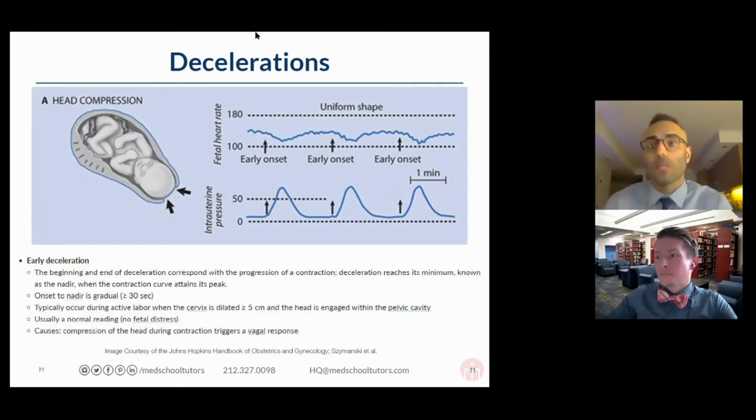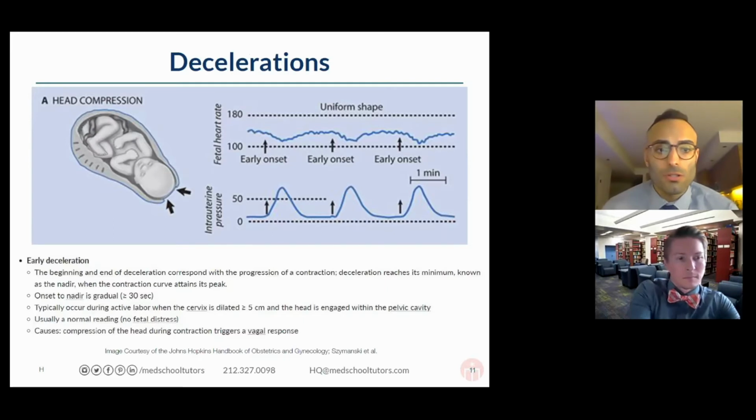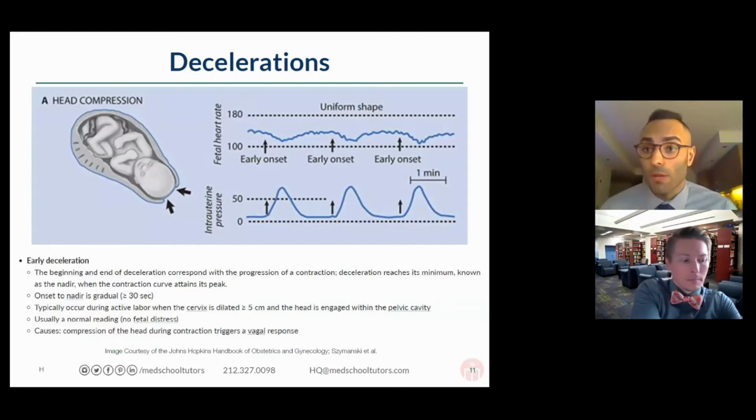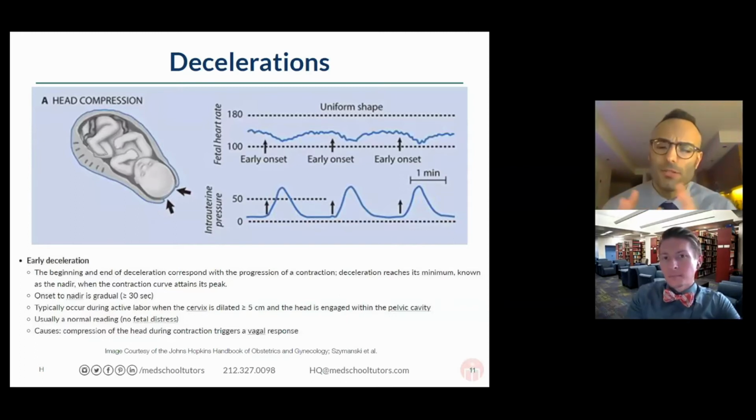So what does an early deceleration mean? An early deceleration is usually during the labor process that occurs with respect to the fetus having compression of the actual head itself. Fetal compression of the head actually causes a reflex type of vasovagal event, not vaso, I apologize, a vagal event with respect to the baby's heart rate, and that causes a little bit of a drop.